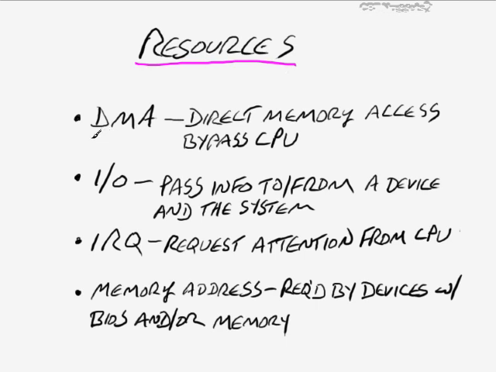So these resources would be things such as the direct memory access, or DMA. Not all devices require DMA, but certain devices are able to use it. And what this means is that it will not have to send whatever its information or request is through the processor. Most everything else in a computer has to go through the processor.